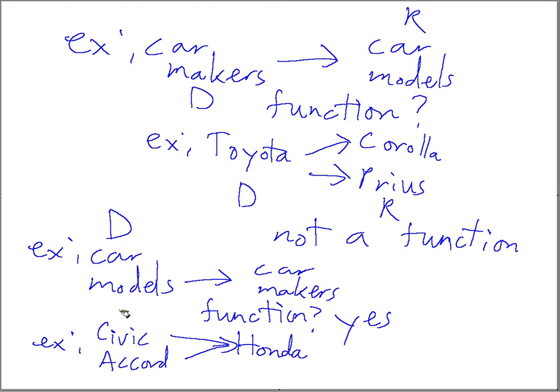Again, this is the domain. This is the range. Is it okay for two different domains to go to one range? Yes, it is. That's okay for a function. Remember, for a function, it's okay to have different domains go to the same range. But it's not okay for one domain to go to two different ranges. That's not okay. So this is not a function from car makers mapped to car models. But if car models are mapped to car makers, then it would be a function. But anyways, keep that in mind.